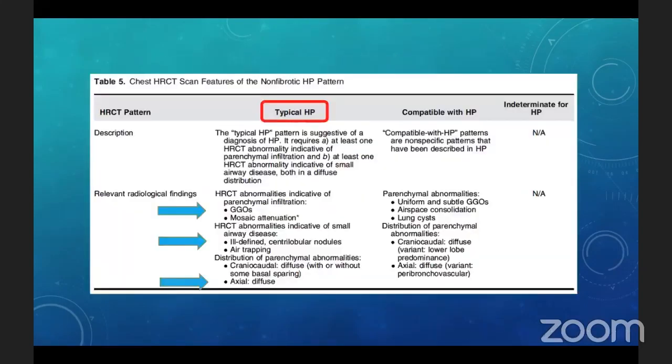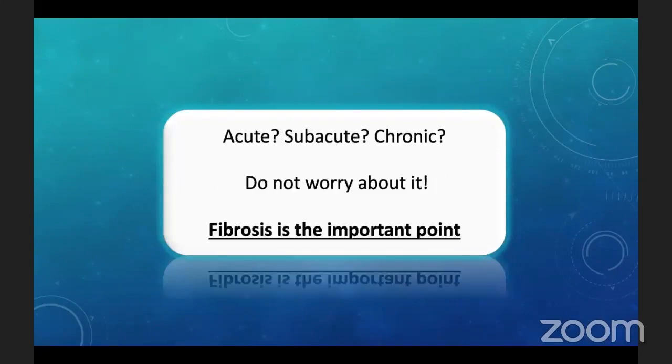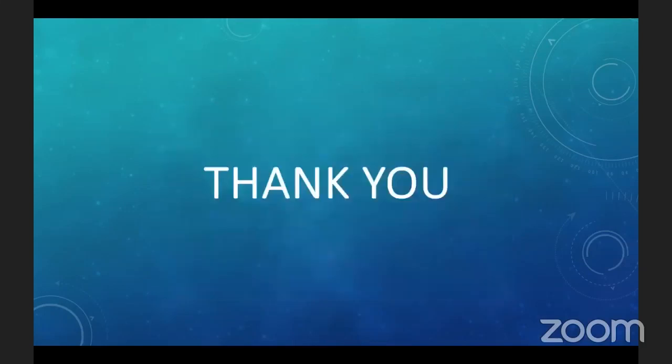We don't use these terminologies anymore. So we don't call it acute, subacute, or chronic. We better characterize the presence of fibrosis. And that is the most important point to take home at the end of this lecture. I hope you learned something about hypersensitivity pneumonitis, and thank you so much for listening.